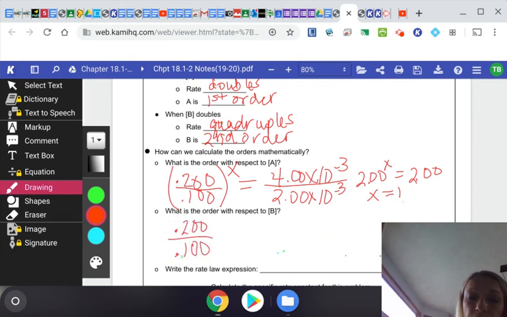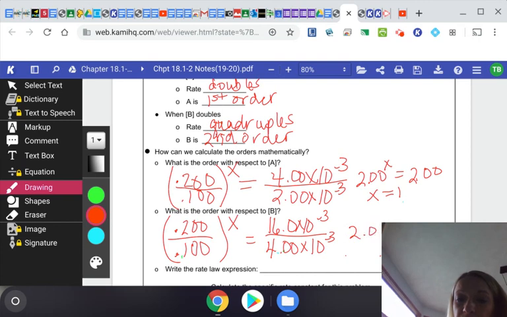from 0.1 to some x power, and the rate of trial 3 was 16.0 times 10 to the negative third, divided by the rate of trial 2, 4.00 times 10 to the negative third. That there comes out to be 2.00 to some x power equals 4.00. So 2 to the second power is equal to 4.